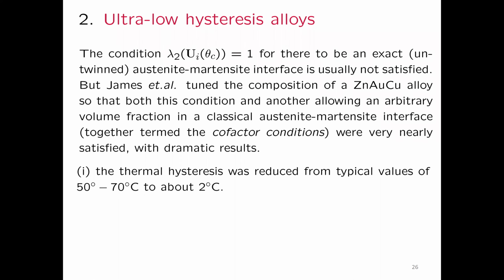Then the hysteresis, the thermal hysteresis. So now you're cycling around the critical temperature. You're going from austenite to martensite, so you have to go below theta critical by some amount. In the other direction, you have to go above theta critical by a certain amount, and that difference is the hysteresis. In a typical shape memory alloy, it's about 50 to 70 degrees centigrade. With these alloys, it is 2 degrees centigrade.